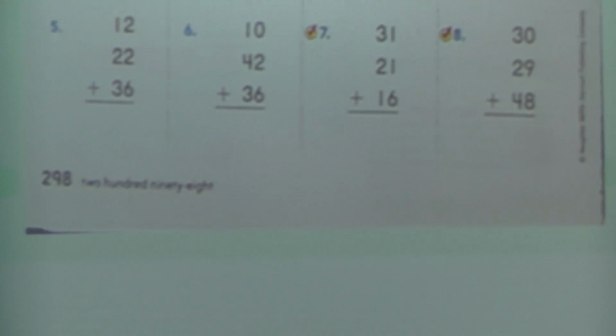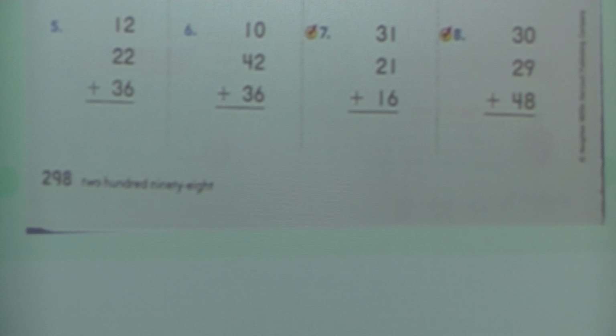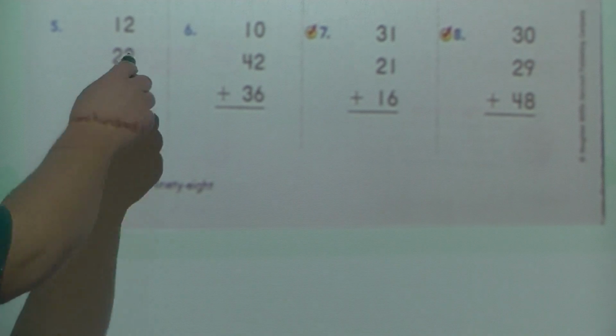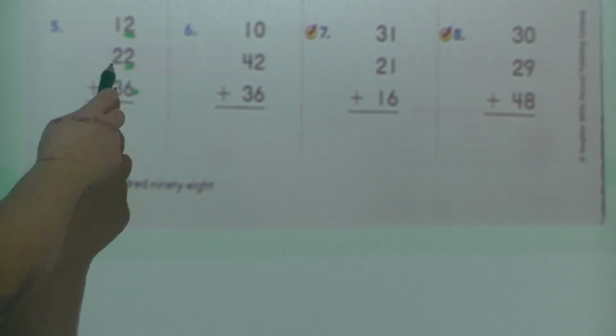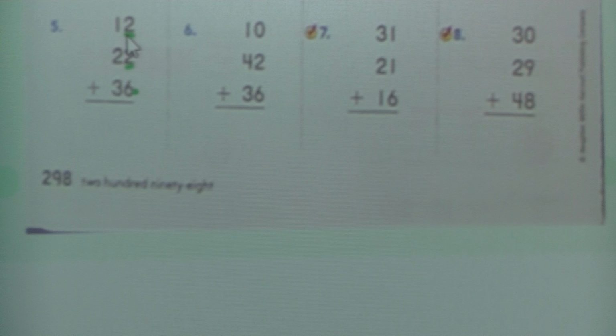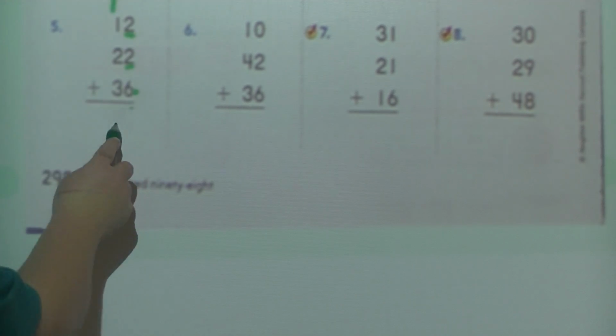Alright guys, we're on number 5. Pretty sure I got it in the shot. 12 plus 22 plus 36. Alright, I see a doubles fact. 2 plus 2 equals 4. What's 4 plus 6? 10. That's one group of 10 and 0 ones.